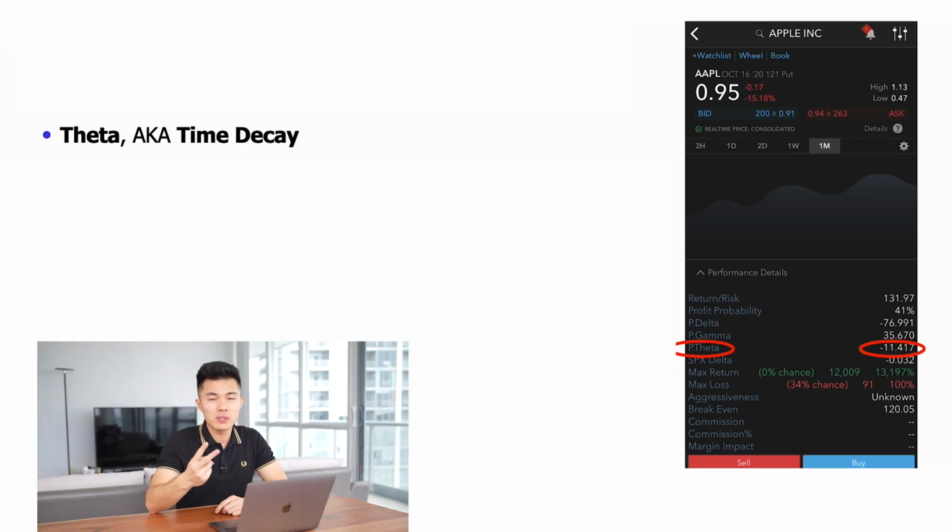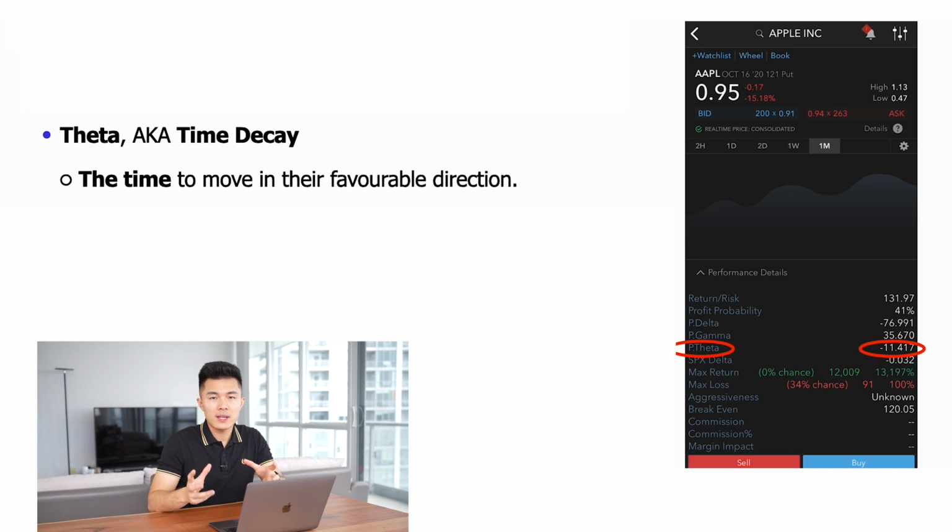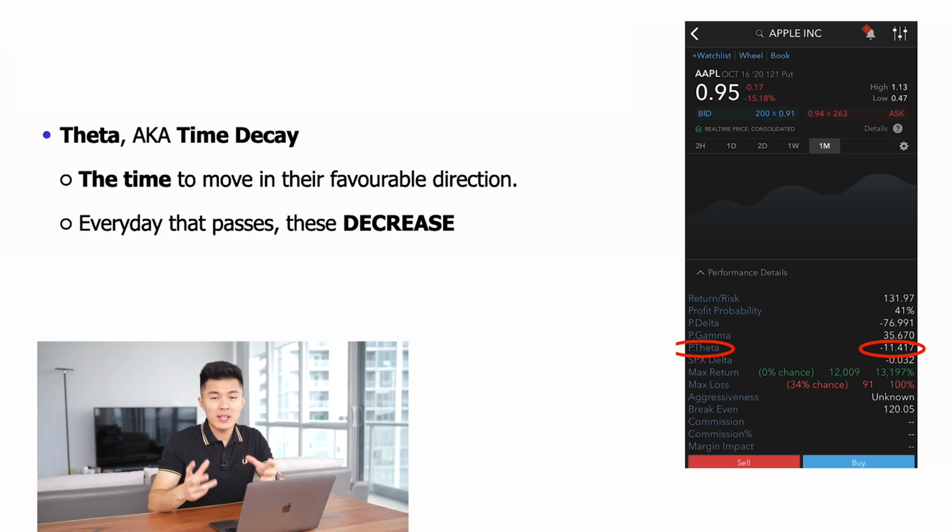And the second most important Greek that you need to know to start trading options is called theta. Theta is also called time decay. Theta is the time for the position to move in your favor. Every day that passes, this theta will decrease.